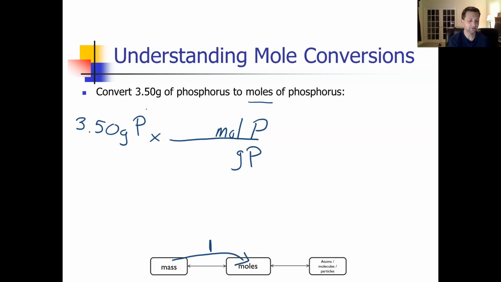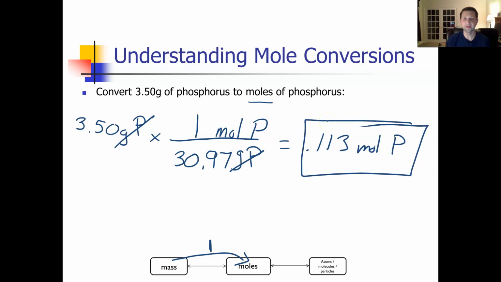So, let's go ahead and do it. 1 mole of phosphorus is how many grams of phosphorus? You look at your periodic table, you find phosphorus, and it should be 30.97. So we have 30.97 grams of phosphorus in 1 mole of phosphorus. So cancel out grams of phosphorus. Sig figs, we should have 3, because 3.50 has 3 sig figs. Pop in your calculator 3.50 divided by 30.97, and you get 0.113 moles of phosphorus for your answer on that one.